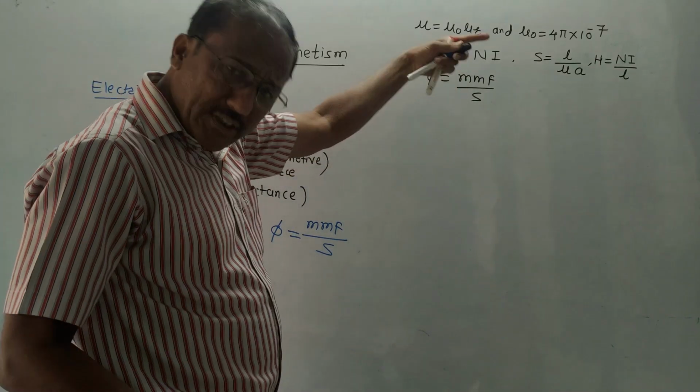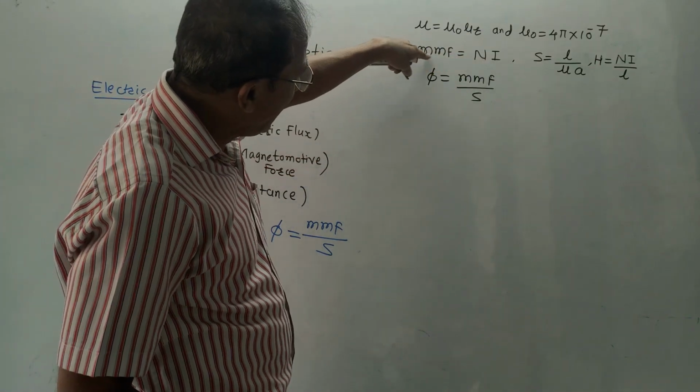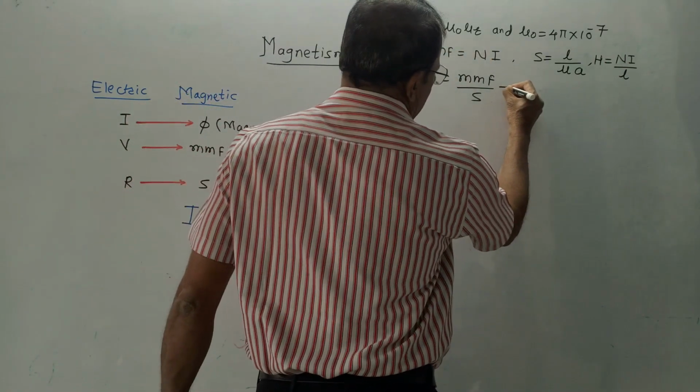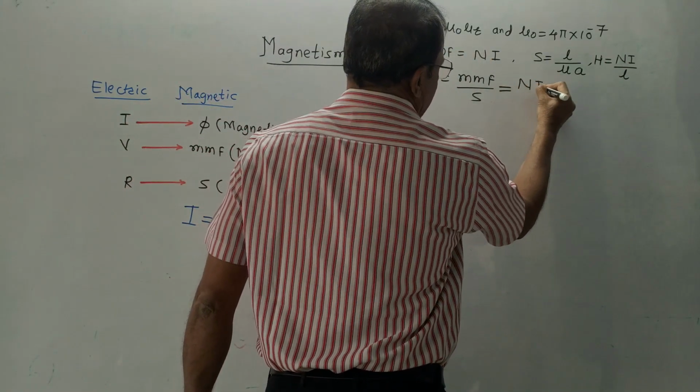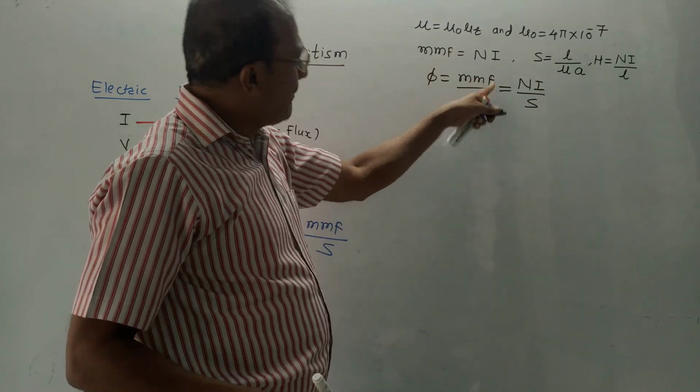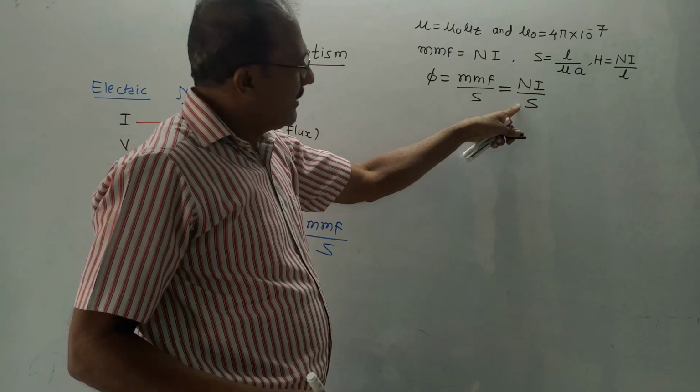Now, if you want to further simplify it, we already written MMF, that is magnetomotive force, is N into I. So this same equation can be well written as Ni upon S, because in place of MMF, I have put the value Ni.